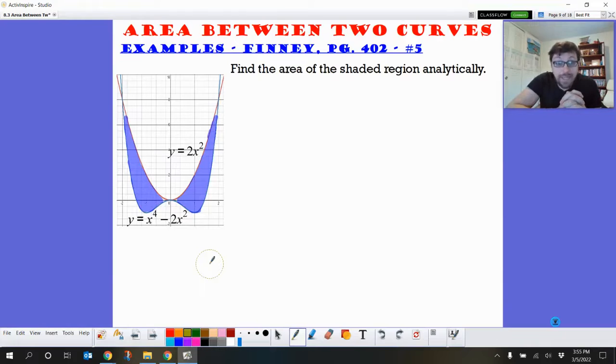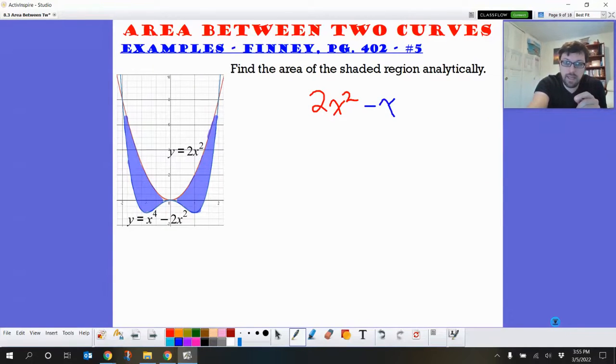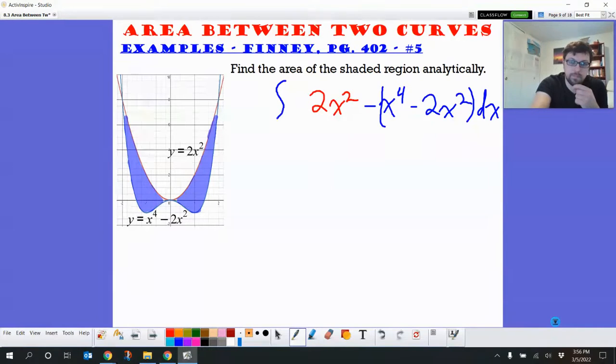In this example, I would like to show you a little bit of a shortcut. So we do want to do our proper integration for those two curves. So do top minus bottom. So our top curve is going to be the red curve, which is 2x squared, minus our bottom curve, which is the blue curve. So minus x to the fourth minus 2x squared, in parentheses. Ew, that parentheses is pretty gross. dx, and then we are integrating this thing.